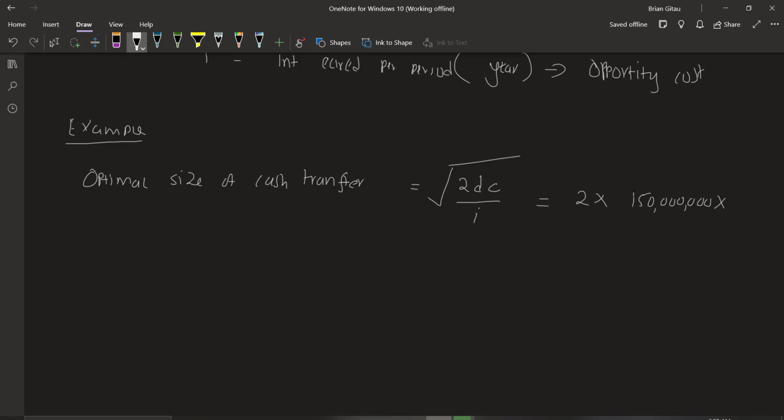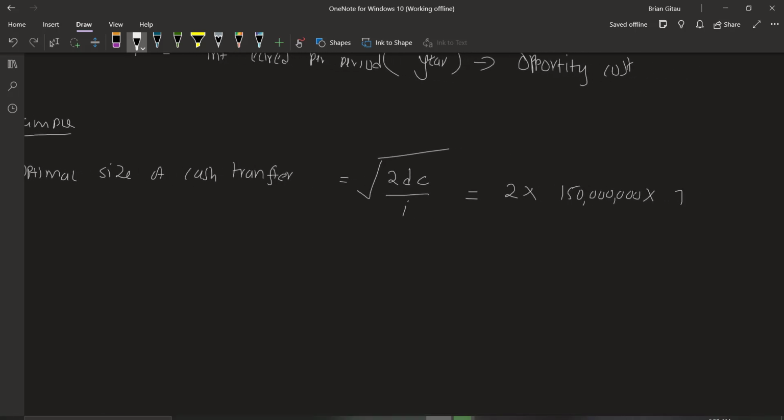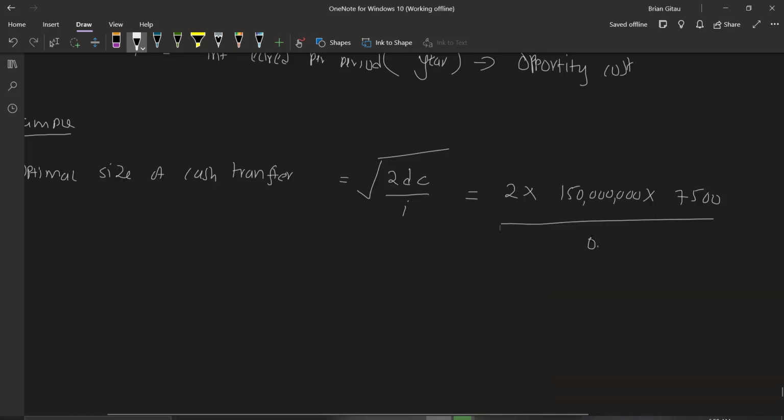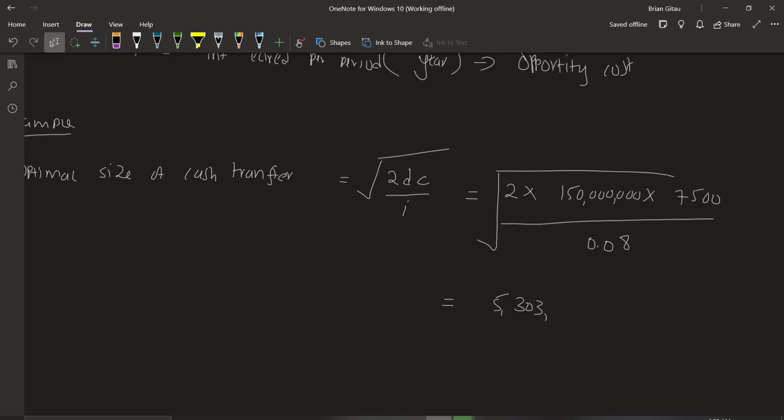So the transaction cost, we saw it as 7,500, times 7,500, divided by the interest rate. We are told that the interest rate in this case will be 8%, so divided by 0.08, and then we get the square root of that one. If I feed this on my calculator, I get 5,303,301. That will be our optimal size of cash transfer.